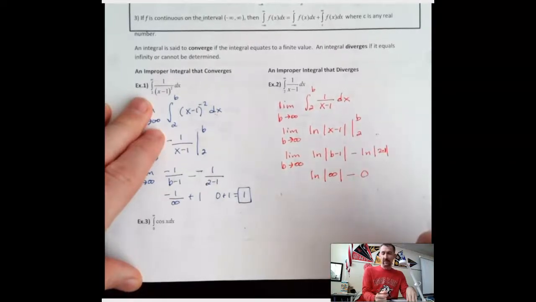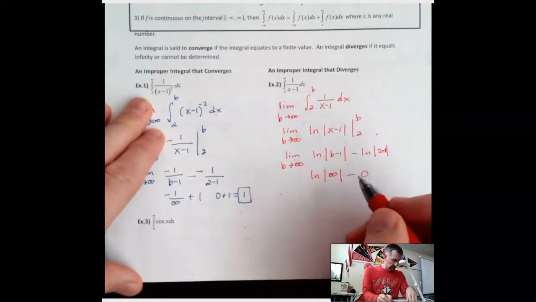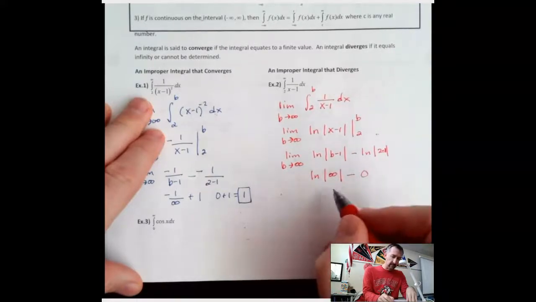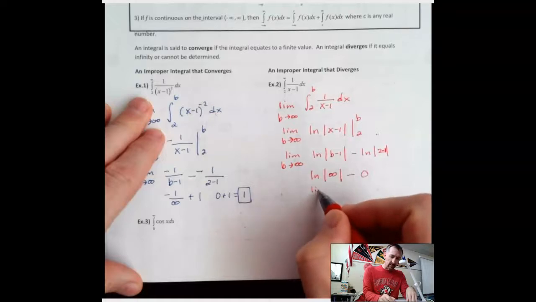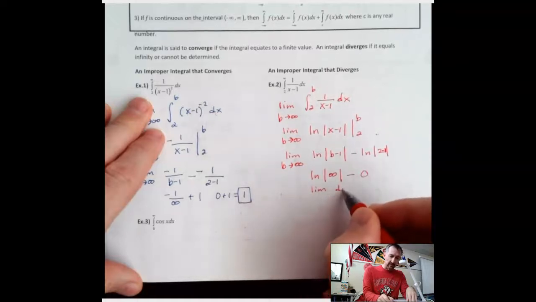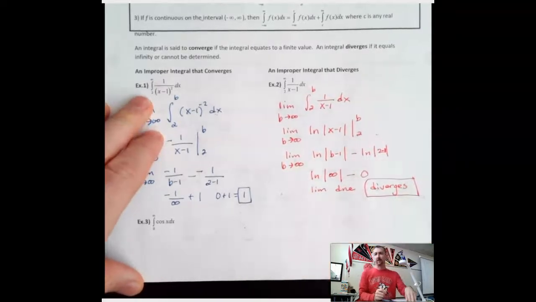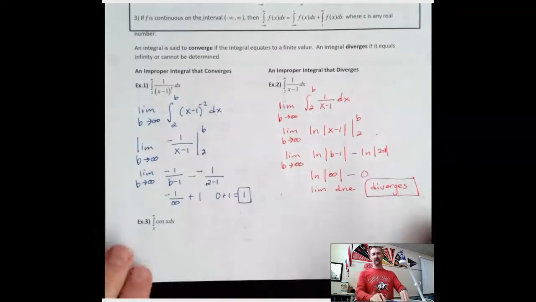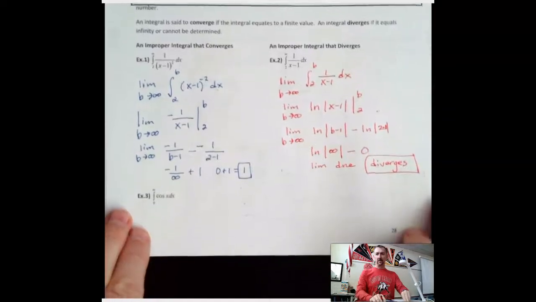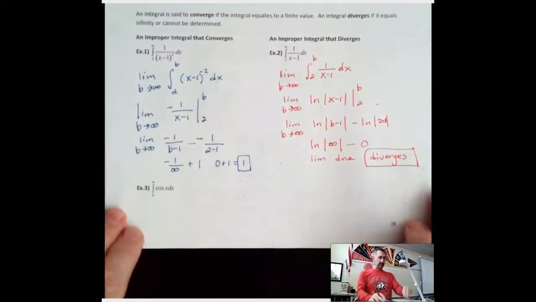So the natural log of infinity is infinity. The limit does not exist, so this diverges. It doesn't go to a specific value. All right, so those are the two main things that will happen. So we can try it again here.